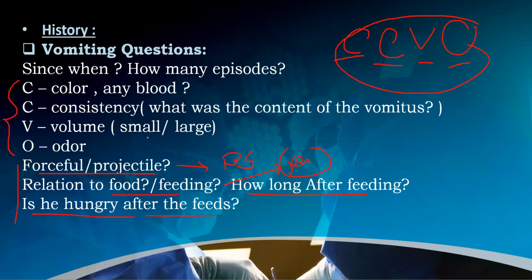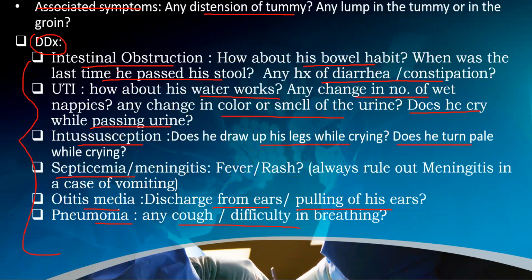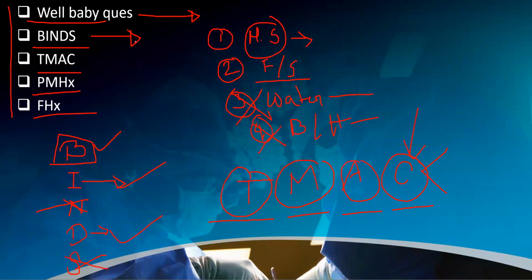So just to recapitulate, in the vomiting cluster, our format will be starting with the vomiting questions, followed by differential diagnosis, starting with the bowel habit, water works, ruling out other DD like intussusception, incarcerated hernia, and then other infection like meningitis, otitis media, pneumonia, followed by well baby question, binds, TMAC, past medical history, family history.